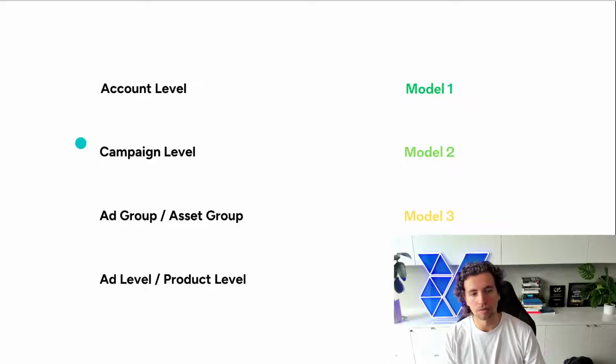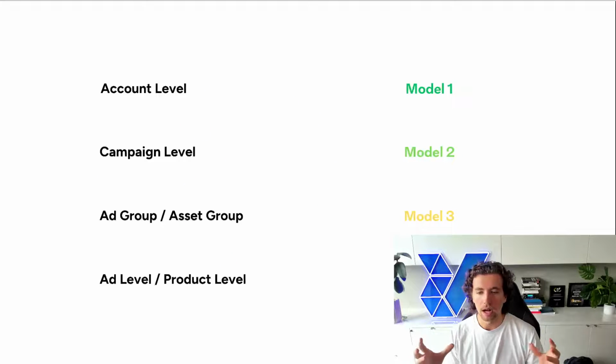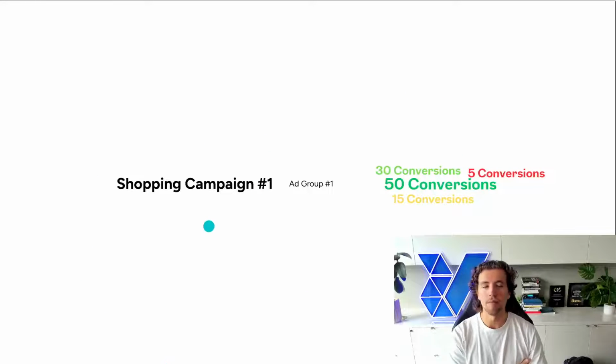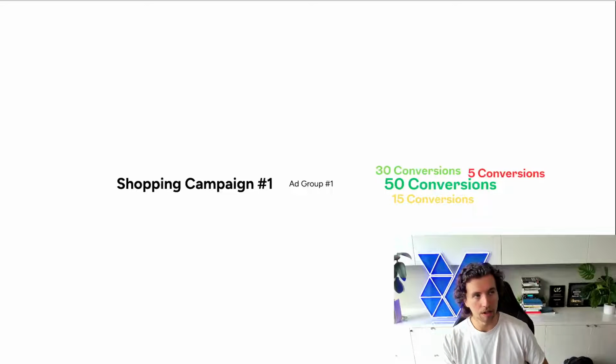Why can't Google just run with a campaign level machine learning model and that's it? The reason why it's important is that if you have a consolidated campaign like we do here, but you have pens in this campaign, and then you also sell heavy machinery, for example, that's an extreme example, but let's go with it.